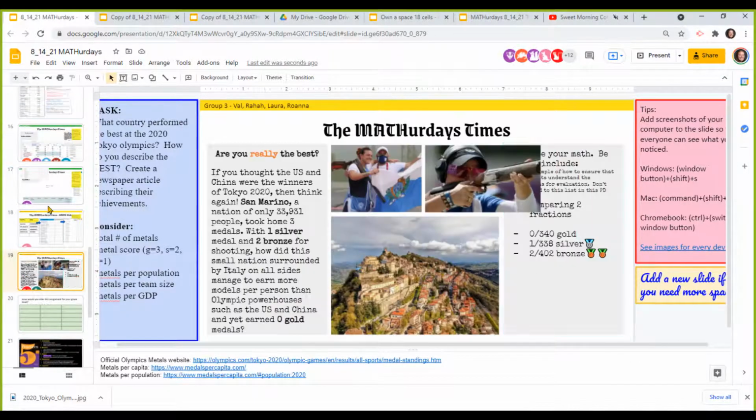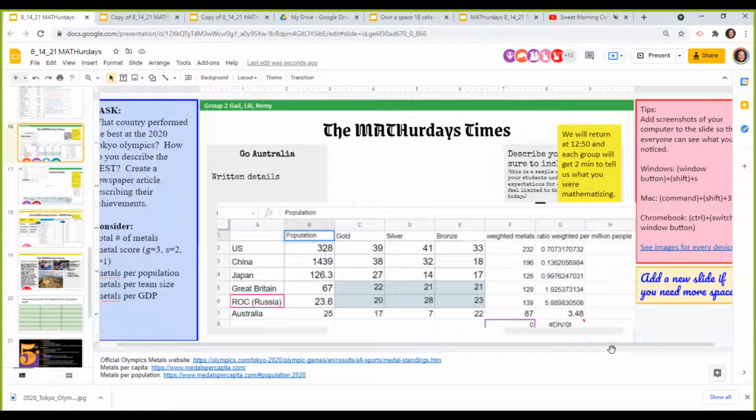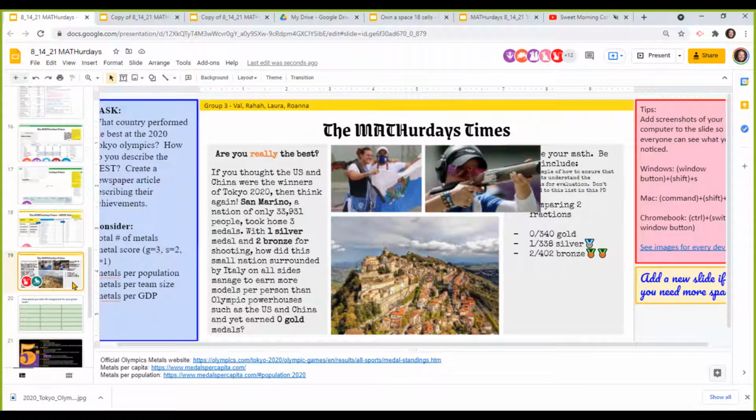Awesome. We also started by talking about how do we define best. So we have a common understanding. Yeah. So defining, like, what is it that we're defining? What are we doing here? Absolutely. Alrighty, group 3, go ahead and take it away.